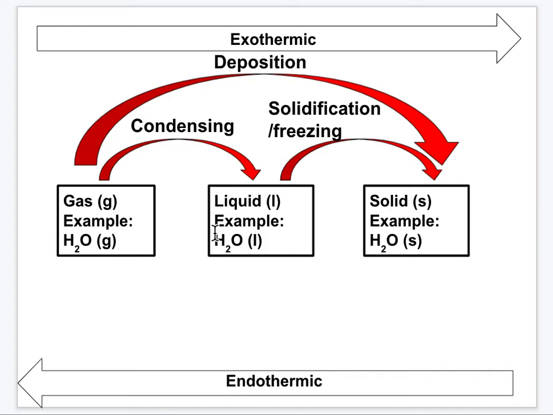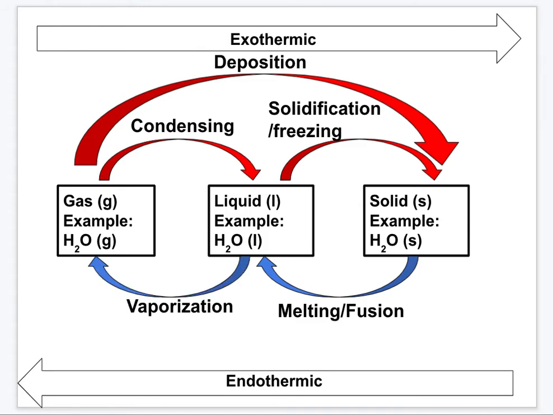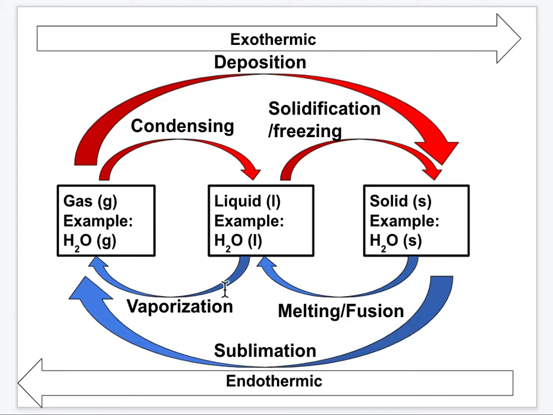If it happens very fast, if it suddenly goes from gas to solid, this is called deposition. If we go the other way, from solid to liquid, we are melting, right? Melting the ice, also called fusion. If you are going from liquid to gas, it is called vaporization. If it suddenly changes from solid to gas, it is called sublimation.